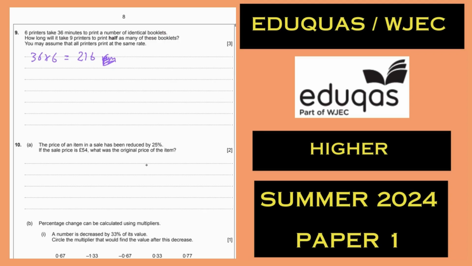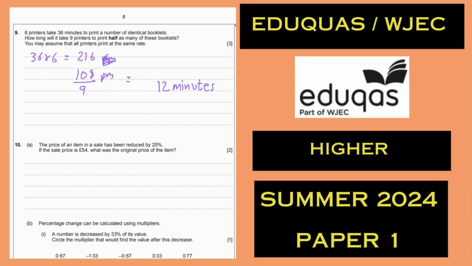To print half as many booklets, we need half the time. 108 printer minutes are required. How long will it take 9 printers? Well, divide it by 9. And there we go, that's all it is. 9 printers working for 12 minutes.